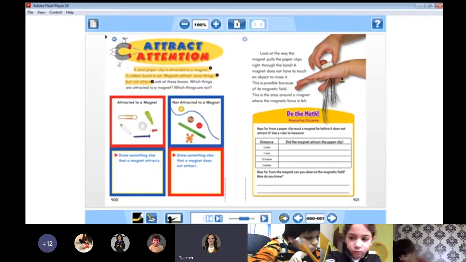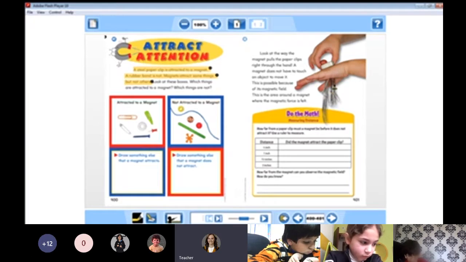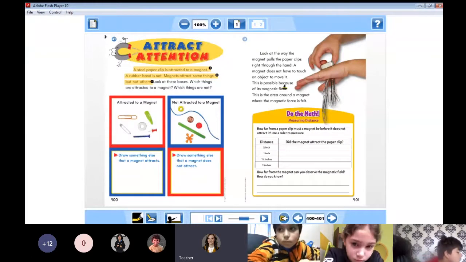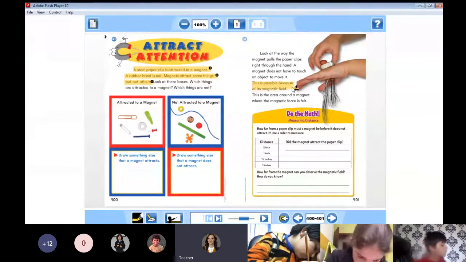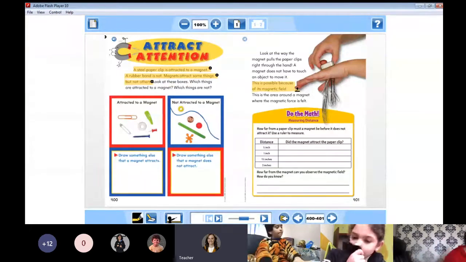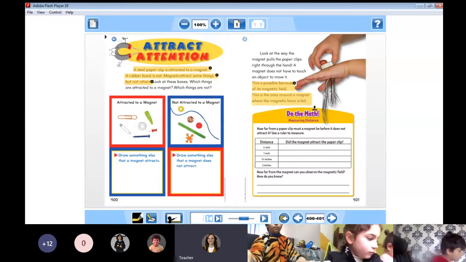Okay, here in this picture, we can see a magnet. This is the magnet, and these are paper clips. The magnet is not touching the paper clips, but attracts the paper clips. This is possible because of its magnetic field. The magnetic field is an area around the magnet where the magnetic force is felt.